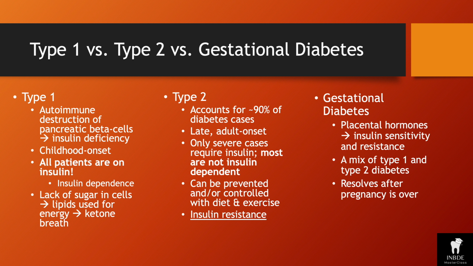So with type 1 diabetes mellitus, this is where we have autoimmune destruction of our pancreatic beta cells, and that's going to result in low insulin levels or insulin deficiency. This is typically seen at a younger age, so it has a childhood onset, and all these patients are going to be on insulin because of that autoimmune destruction of the beta cells which produce it. And so type 1 diabetics are insulin-dependent diabetics.